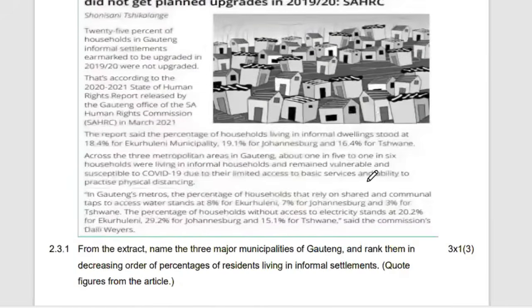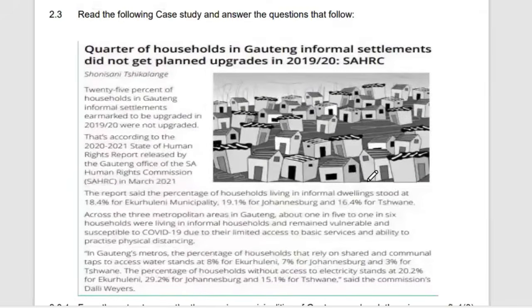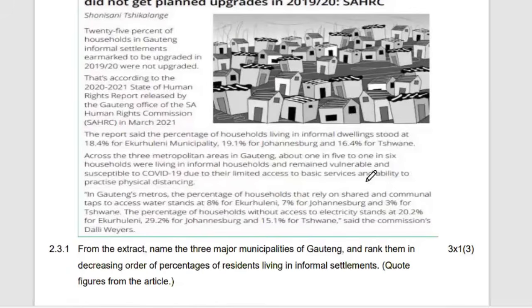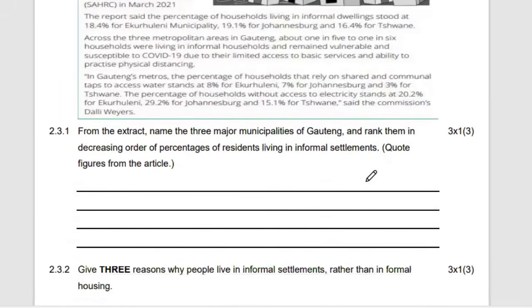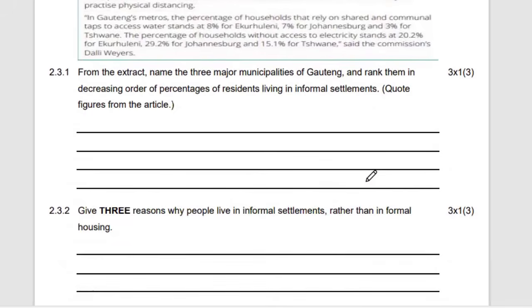Right. We are going to analyze question 2.3. Quarter of households in Gauteng in former settlements do not get planned upgrades 2019-2020. Right. It talks about all those ones. You cannot go through the text. It's too long a text. Right. We just want to try and figure out how best we can answer the questions.